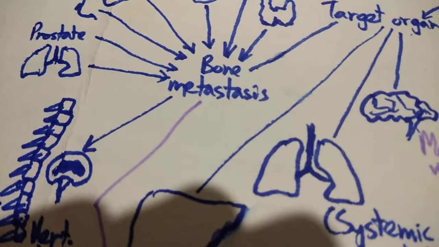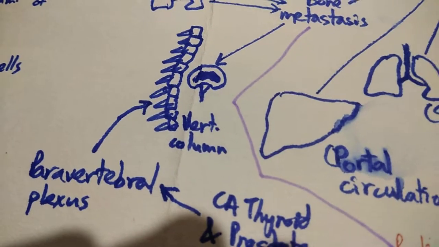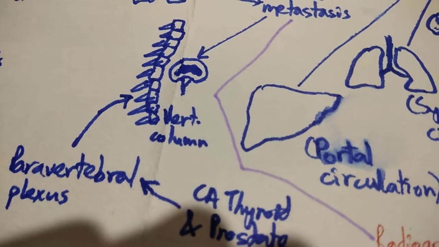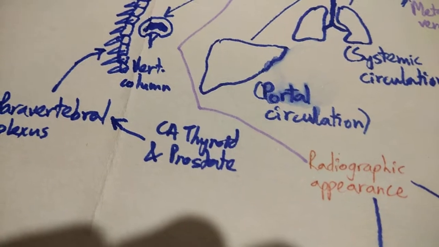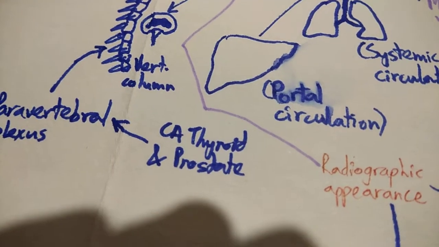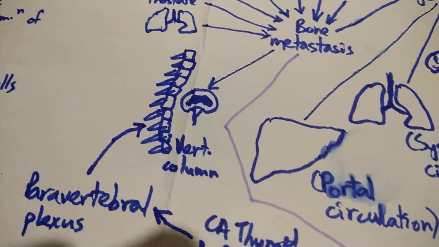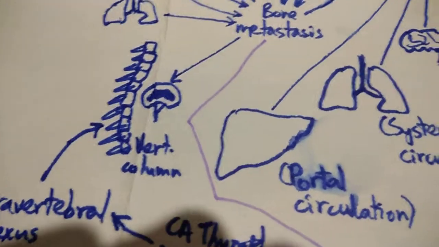Now, bone metastases often end up in the vertebral column, because they spread through the paravertebral plexus. Sometimes carcinoma of the thyroid and prostate can also, through the paravertebral plexus, spread to the spinal cord. It's a common site of secondary metastasis in carcinoma of thyroid and carcinoma of prostate.